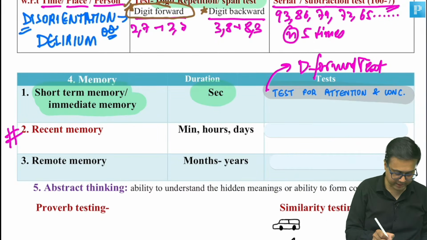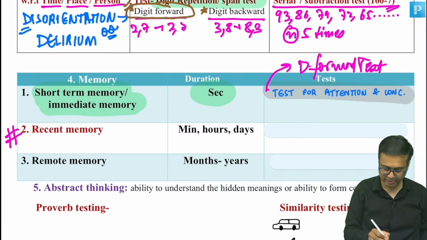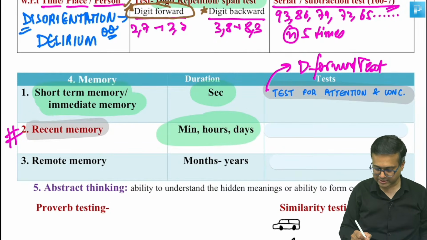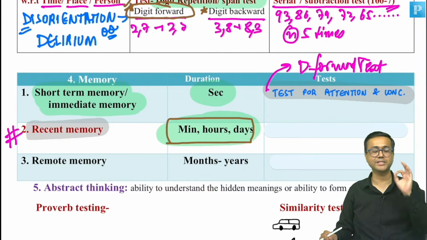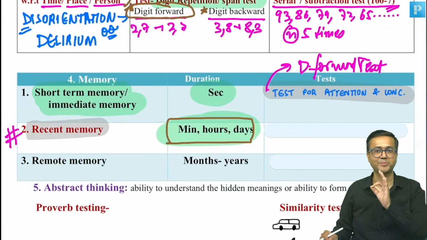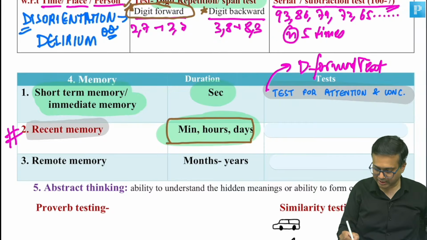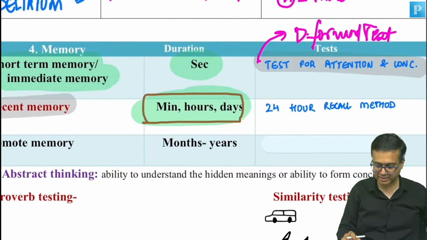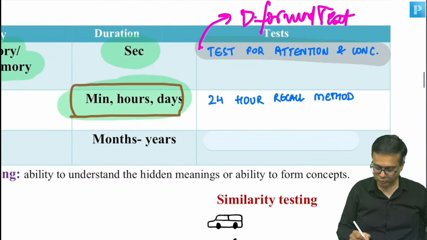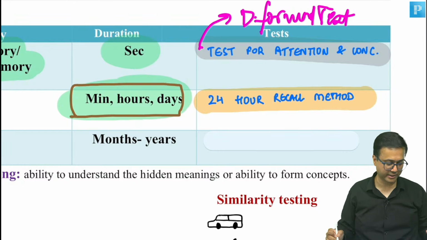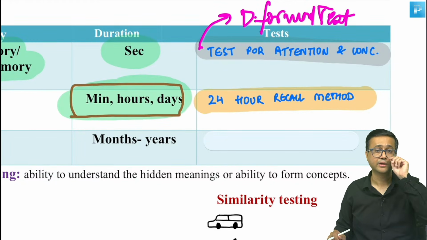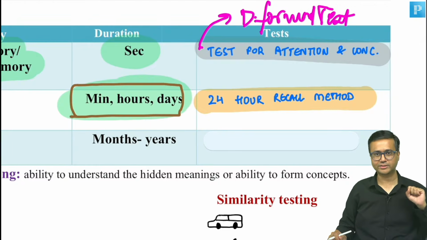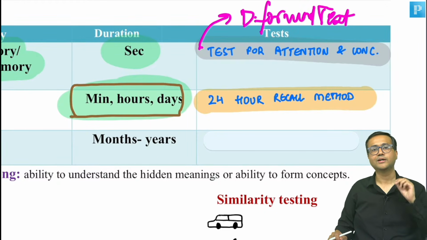Please highlight, beta, recent memory is very important. What is recent memory, beta? Memory of the past few minutes, hours or days. So if something happened a few minutes, hours or days back and you remember, that means what is intact? Your recent memory is intact. But again the question is asked, what is the test we do to assess recent memory? Please remember, we use the 24-hour recall method. See, as the name suggests, we ask the person something which has happened in the past 24 hours. If he is able to remember, then we say his recent memory is intact.